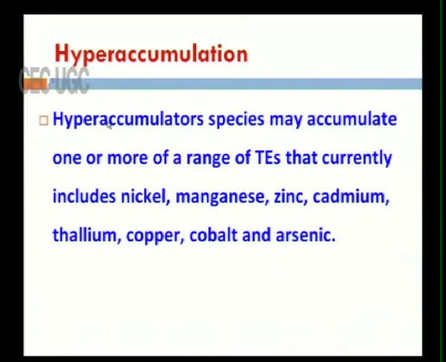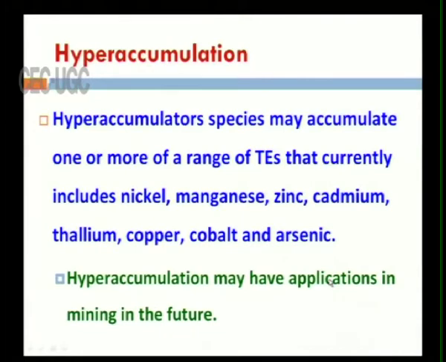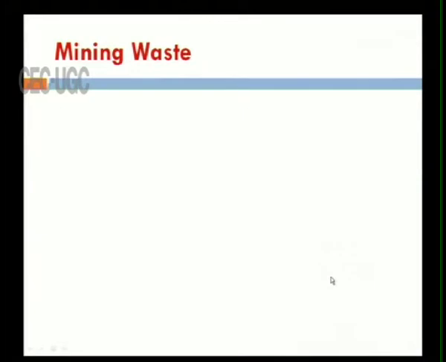And some trace elements accumulate. The hyperaccumulator species may accumulate one or more of a range of trace elements that currently includes nickel, manganese, zinc, cadmium, thallium, copper, cobalt and arsenic. And so, from plants they are transferred into the animals, and ultimately they are reaching human beings also. And hyperaccumulation may have applications in mining in the future also.